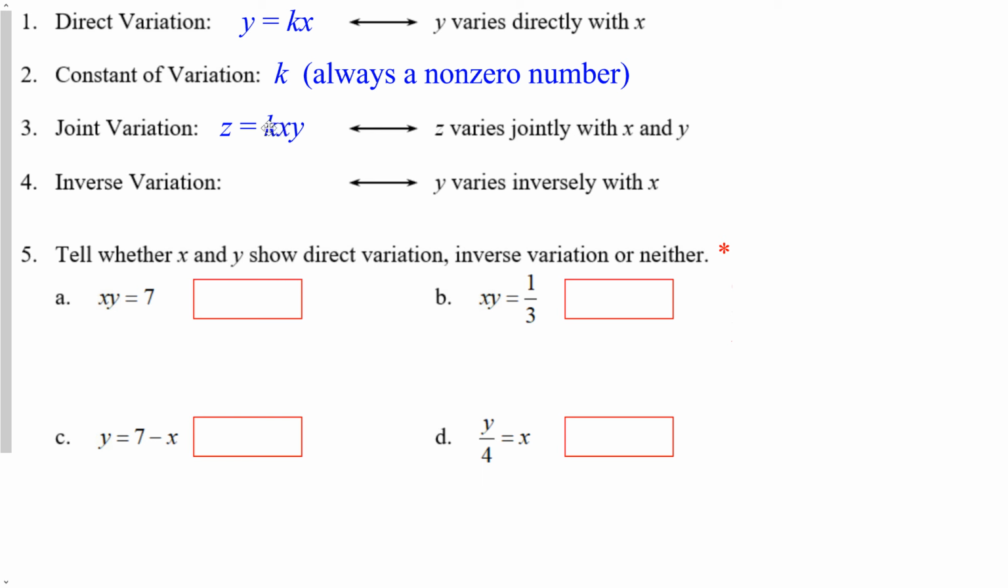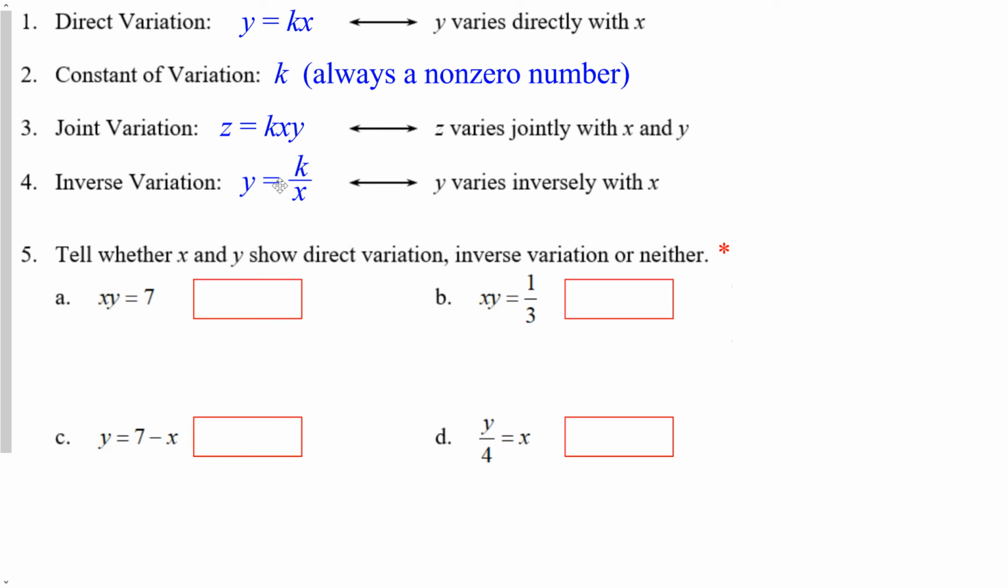And then finally, our third type of variation is called inverse variation. This has the general equation of y equals k divided by x. So again, please take some time, commit these three different general equations to memory. These are really going to be your key to being successful with this material.